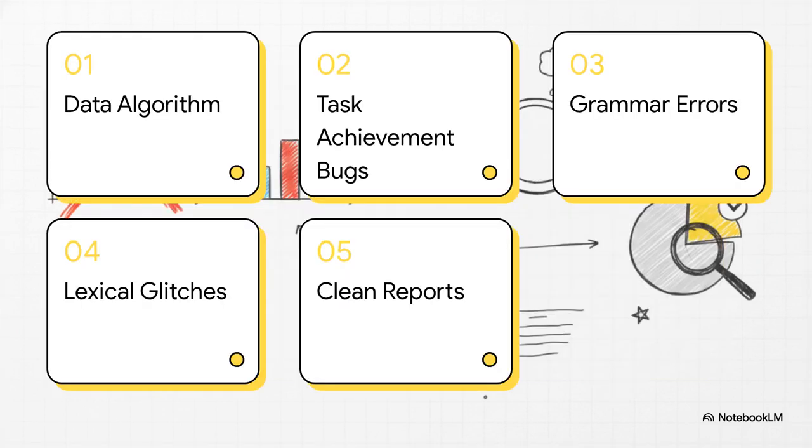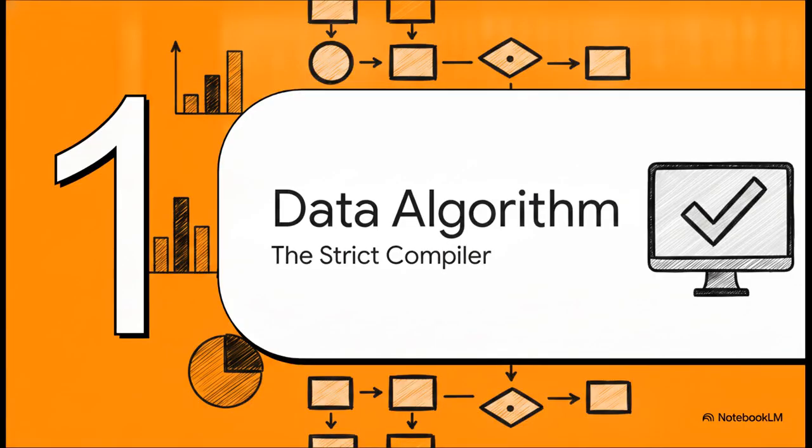Here is our system diagnostic menu for today. 1. The data reporting algorithm. 2. Task achievement fatal bugs. 3. Grammar and tense errors. 4. Lexical resource glitches. And 5. Compiling clean reports. Starting with Section 1, the data reporting algorithm. This is all about treating the examiner as a strict compiler.